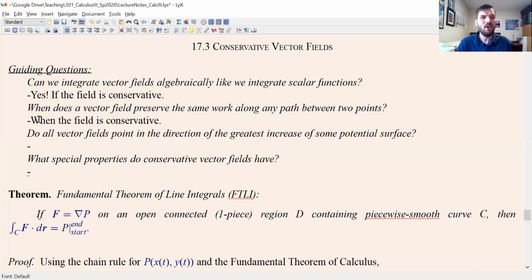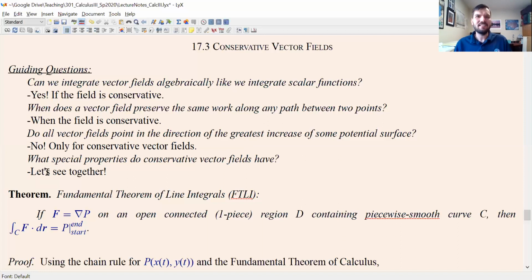And then third, do all vector fields point in the direction of greatest increase of some potential surface? Is there a link between a vector field, the flow lines we see, and a surface underlying that? The answer, no. Only for conservative vector fields. So you can start to see why these conservative vector fields are so special. You may say, well, what special properties do these conservative vector fields have? Let's see together.